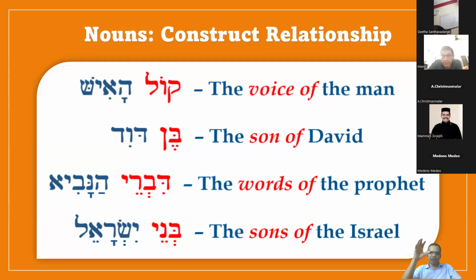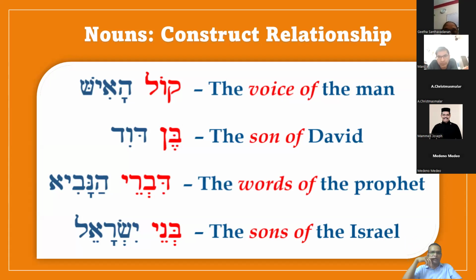Exactly. So that means I said the construct state is the shortened form of the absolute state. That means if there is a long vowel, it becomes shortened. So when you come across two nouns where the first noun is monosyllabic with a short vowel, you can understand that it is in the construct state. If it is carrying a short vowel, it will remain as it is. Only the context will help us to understand whether it is in the construct state or absolute state. So that is why in the translation we have made it as the son of David.